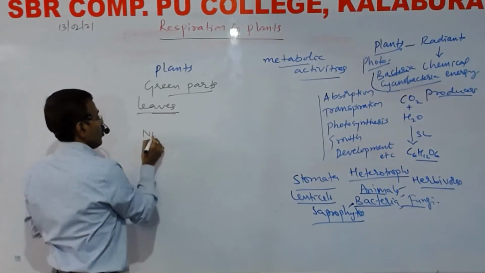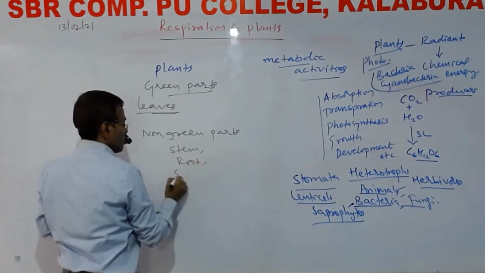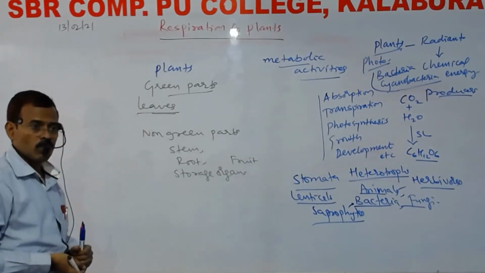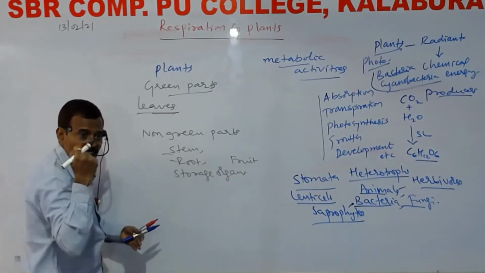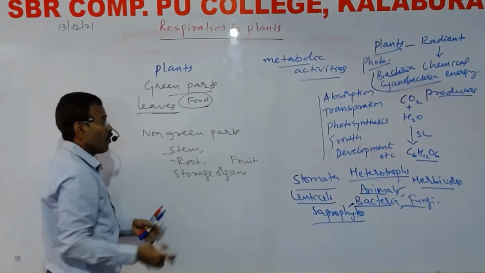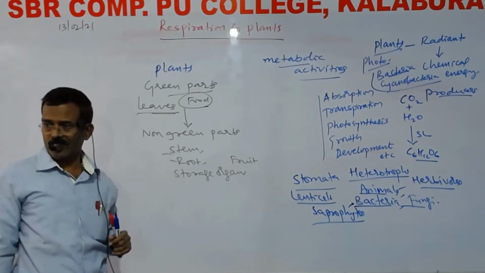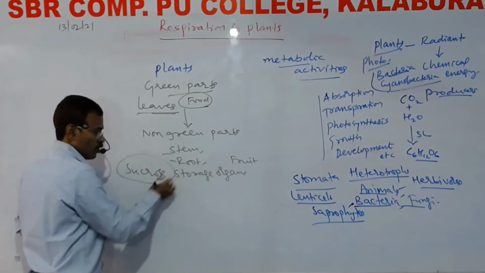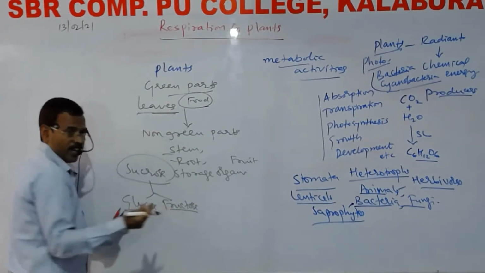But there are so many non-green parts. Non-green parts such as stem, root, storage organs, fruit, etc. They are usually non-green. So the cells and tissues present in these parts do need energy. Hence, the organic food, carbohydrate, which is synthesized in the green parts of the plant, has to be translocated, has to be transported to non-green parts of the plant. Then only all the cells or tissues in the plant are going to get the organic food. Translocating sugar is sucrose. Sucrose is not directly used. Sucrose has to be hydrolyzed into glucose and fructose. These simple forms of sugars can be absorbed by the cell.